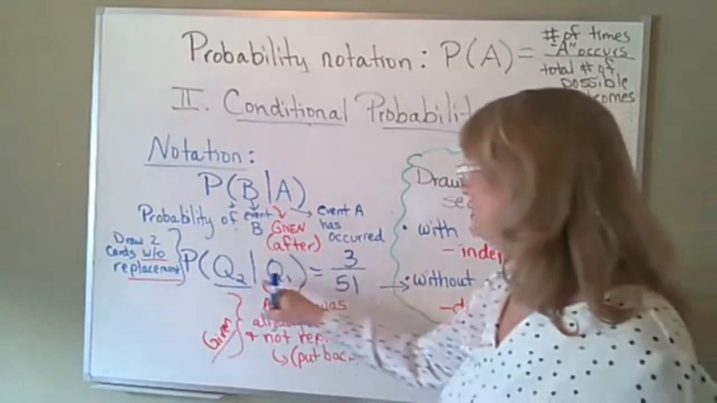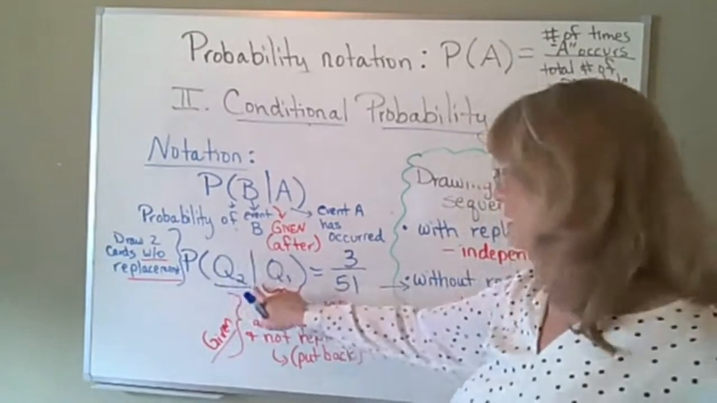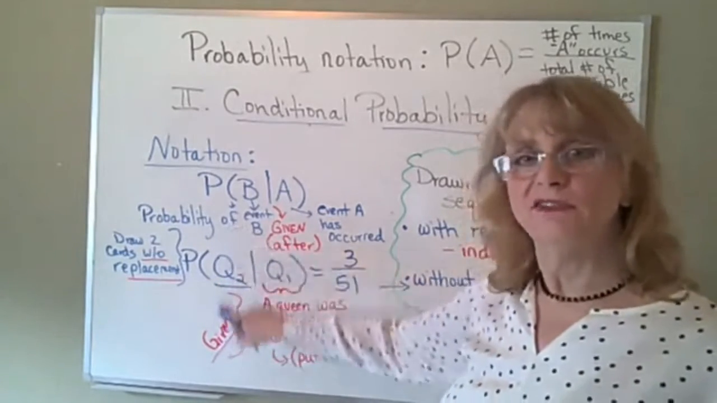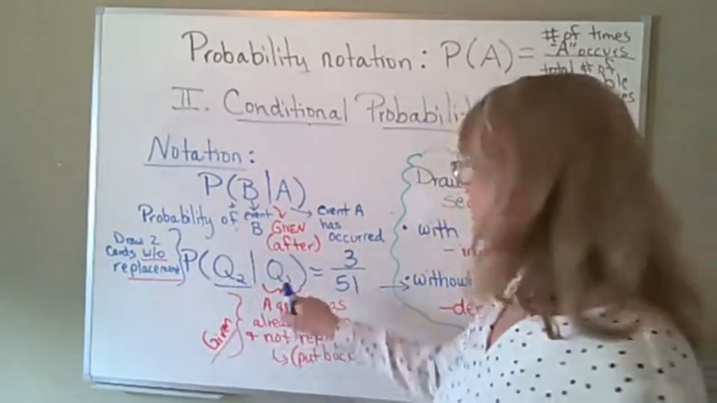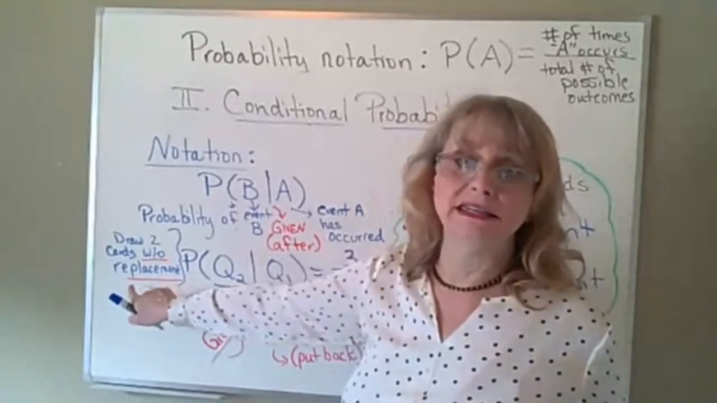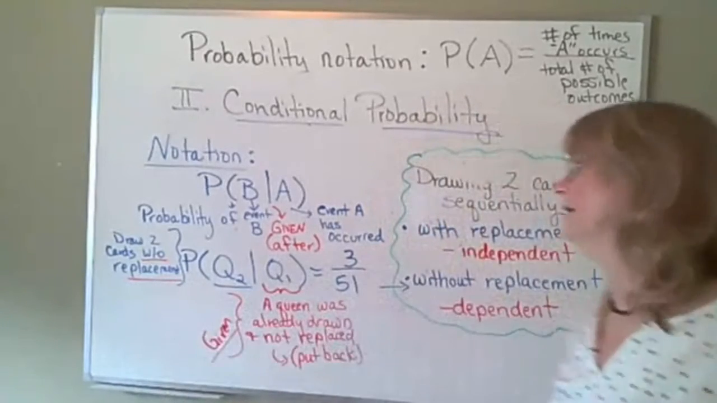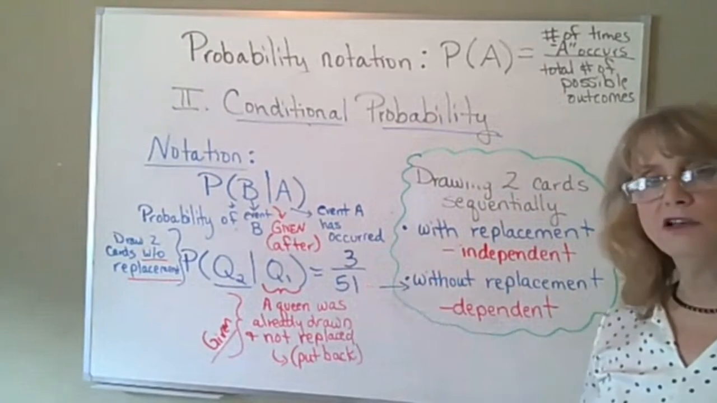So the probability of drawing a queen on the second draw, given, that bar, you can also think of it as the word knowing, knowing that you already drew a queen and by the experiment did not put it back. Okay, so that means there are 3 queens left and 51 cards total.